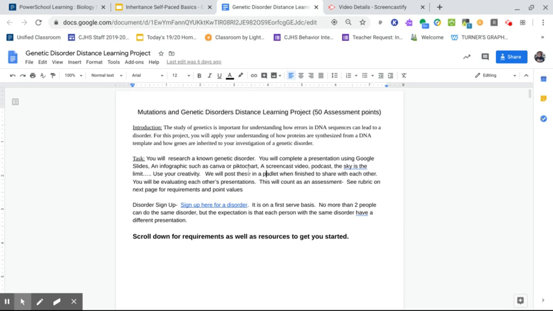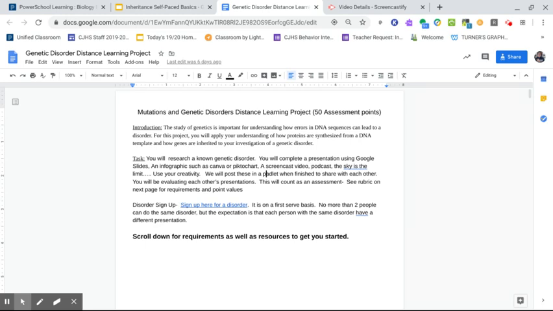So you will research a known genetic disorder, and then you're going to create a presentation. You can use Google Slides, an infographic such as Canva or Piktochart, a screencast video, or a podcast. The sky is the limit. You can use your creativity here. Whatever digital media you feel comfortable using, as long as you can answer and include all the requirements that I'm going to show you, you can choose.